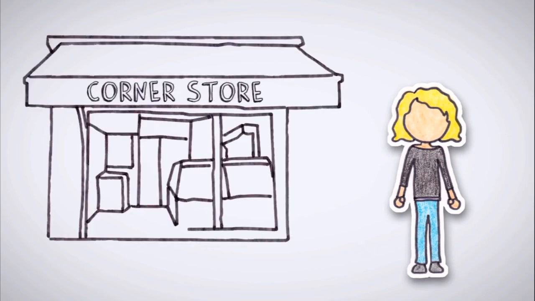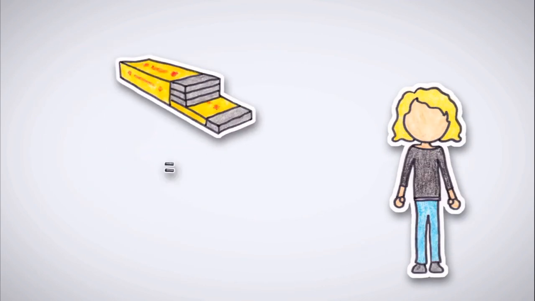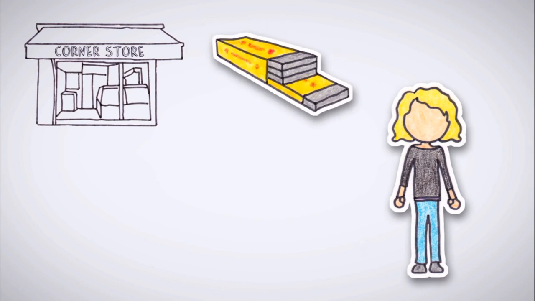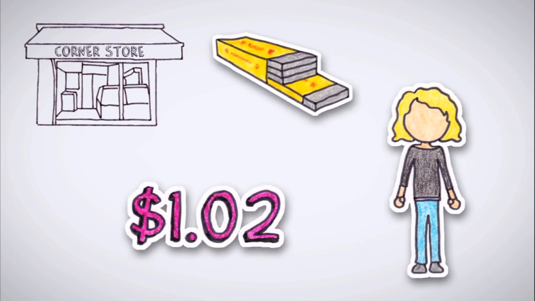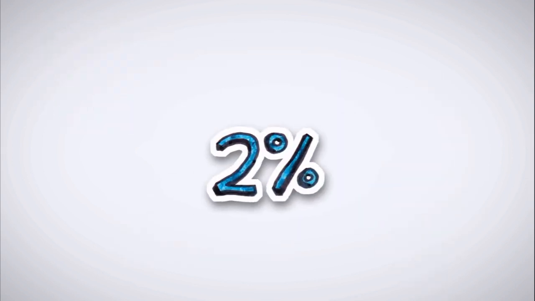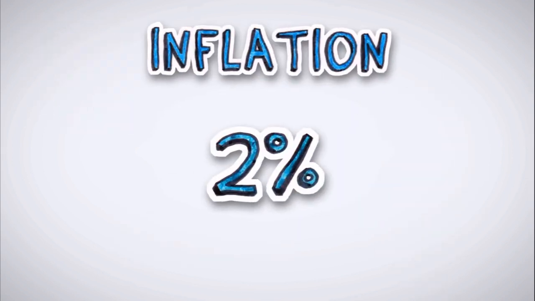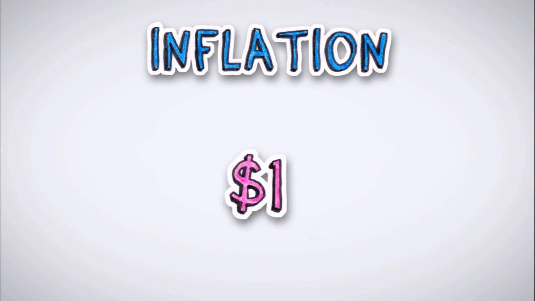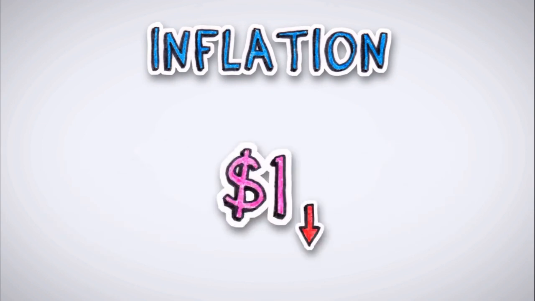Here's Claire. Claire heads over to the corner store to buy a pack of gum. That pack of gum costs Claire $1. Fast forward a year and Claire heads to the exact same corner store and buys the exact same pack of gum. This time though, the pack of gum costs Claire $1.02. That 2% rise in the price of the gum is inflation. Inflation causes a rise in prices and also causes the value of your money, known as purchasing power, to decrease. Claire's $1 is worth less today than it did last year.